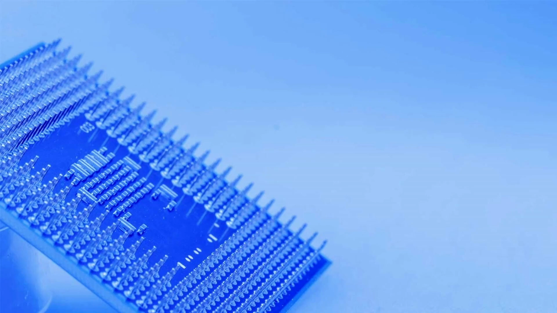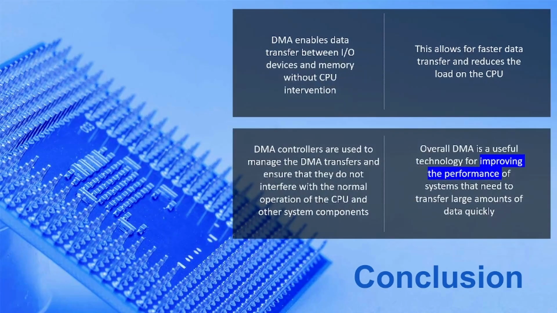At last, we will see the conclusion of it. Direct memory access is a device that enables data transfer between input devices and memory without the CPU intervention. It allows faster data transfer and reduces the load of the CPU. Overall, we can say that direct memory access is a useful technology for improving the performance of a system for data to be transferred quickly.